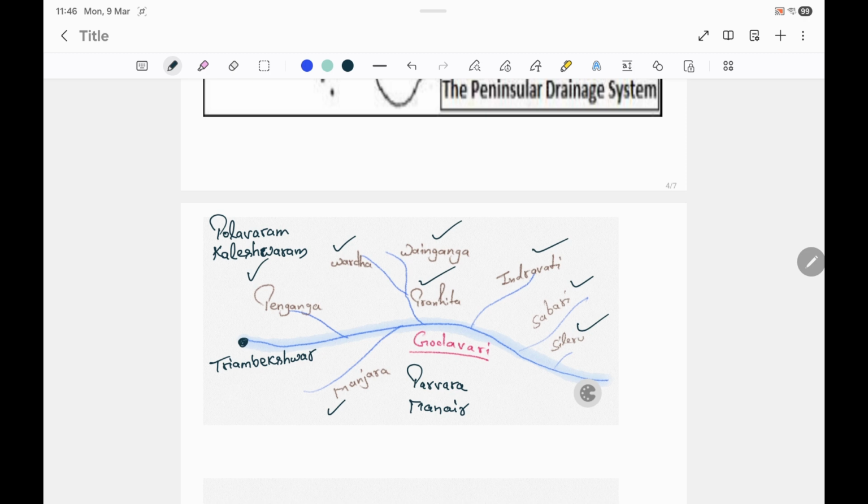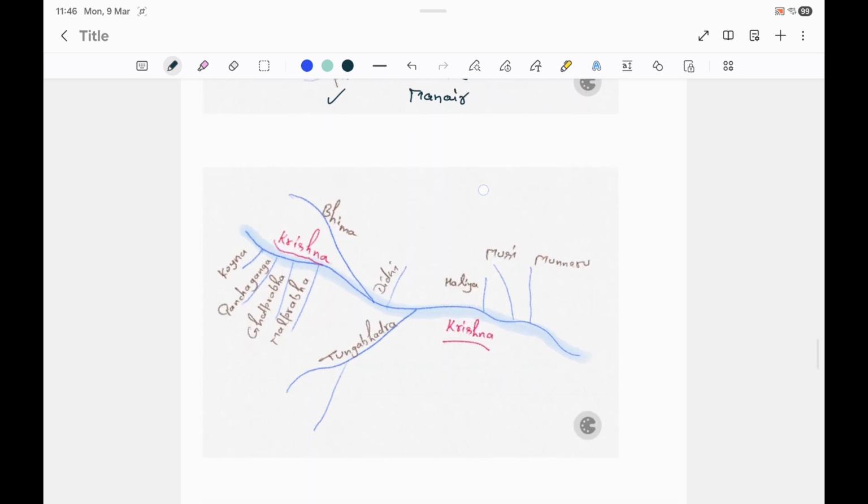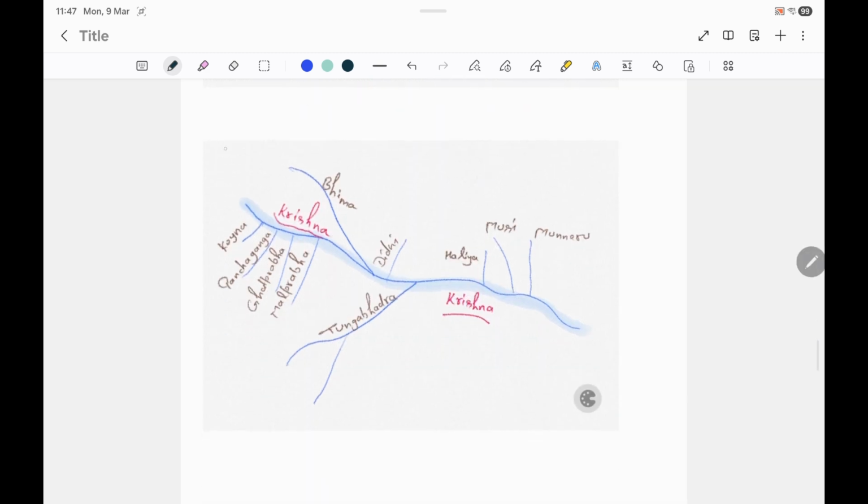Now moving on to the Krishna river that originates in Mahabaleshwar in Maharashtra and drains into the Bay of Bengal. It flows through Maharashtra, Karnataka, Telangana, Andhra Pradesh, and its major tributaries on the left are Bhima, Didni, Halia, Musi, Muneru, and the right bank tributaries are Koyna, Panchganga, Ghatprabha, Malprabha, Tungabhadra. Tungabhadra is the largest one.